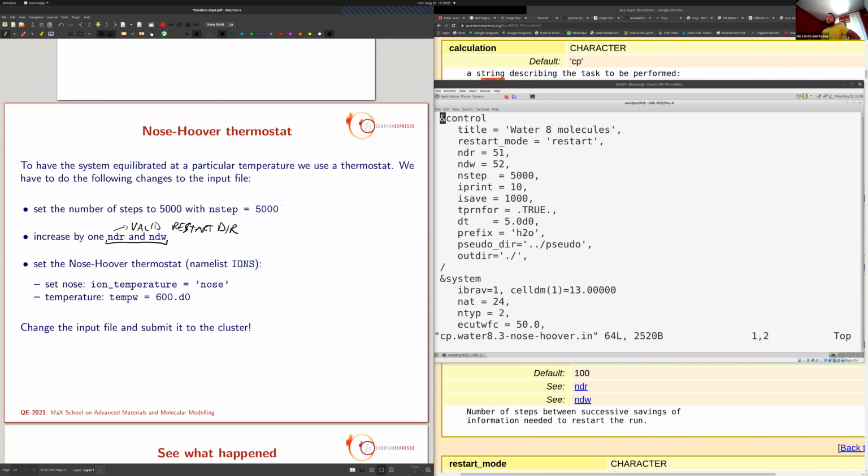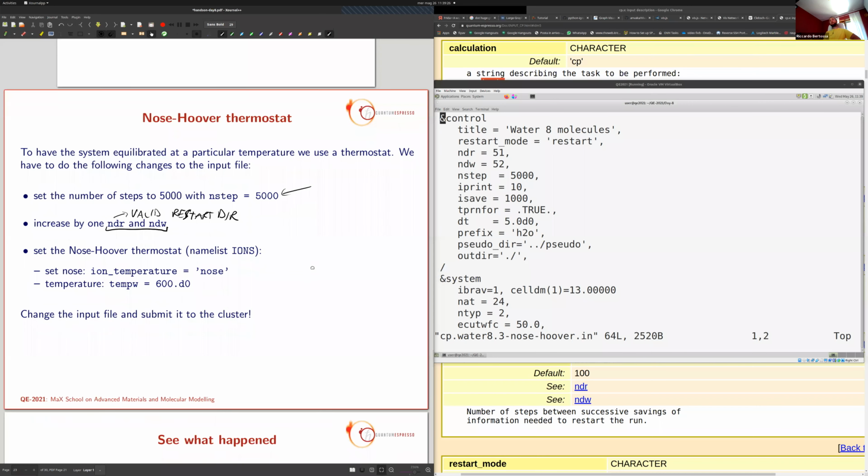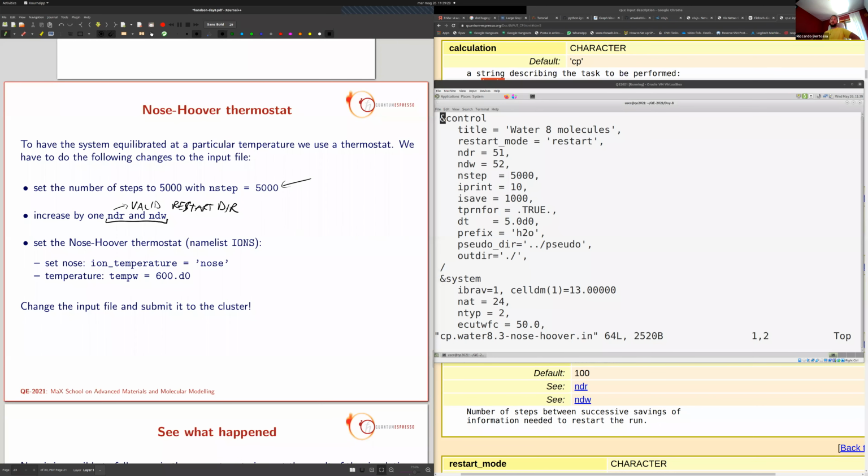Then I want more steps. 5,000 looks enough to me. Here there is no precise recipe. The time needed to equilibrate at a given temperature depends really on the system. You will always have to look at the output files and see if the system is equilibrated or not. So to switch on the Nose-Hoover thermostat, we have to put in the namelist ions this and the temperature in Kelvin.